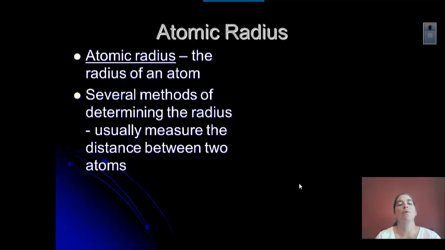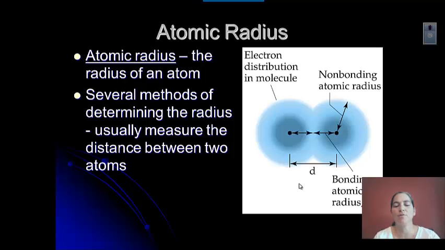And so there are several different methods of determining the radius. Usually what scientists do is measure the distance between two atoms that are sitting next to each other. And you can see, if you look, you've got two atoms and you can see their nuclei. If you measure that distance between them and cut that in half, that is a way to measure atomic radius. But the way we think of measuring radius is from the center of something circular to the outside. You can also measure it that way.